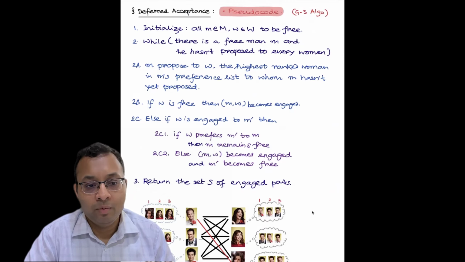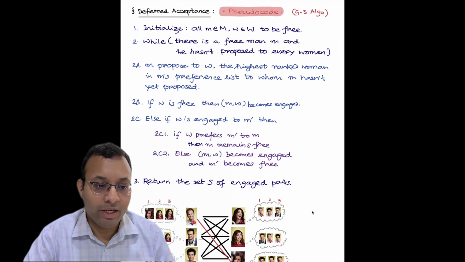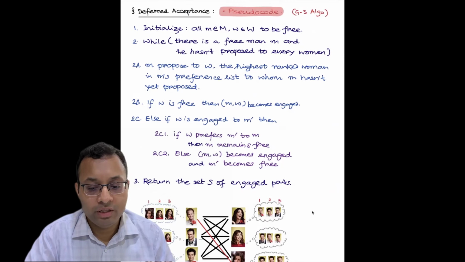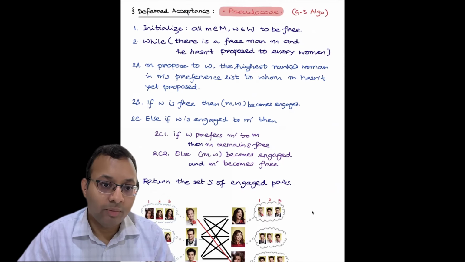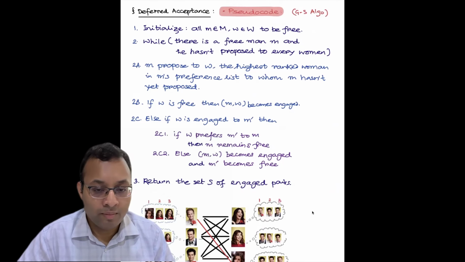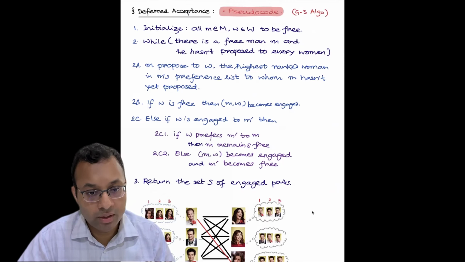And if w is free, then m and w get engaged, because at that point, w has not received any proposal. Otherwise, she would have already been engaged with someone. So if she's free, this is good. She will get engaged. Otherwise, if w is already engaged to some other man m prime, then there are two cases.